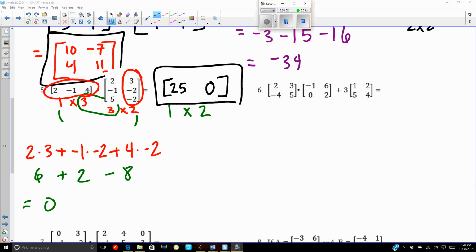All right, a couple more. Number 6, we are multiplying, and then we are adding that third matrix with a scalar of 3. So the first thing you need to do in this problem is multiply these 2 matrices. Order of operations says multiply first. So go ahead and multiply those 2 matrices. They're both 2x2 matrices, so our result should be a 2x2 as well. So go ahead and multiply those. I'll give you the answer here in just a second.